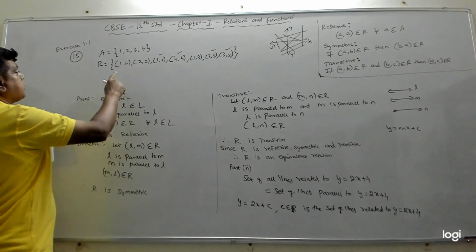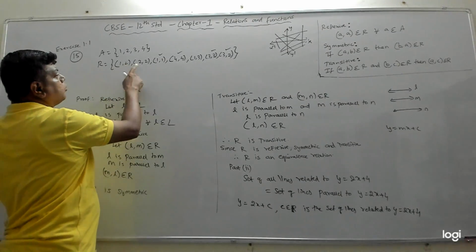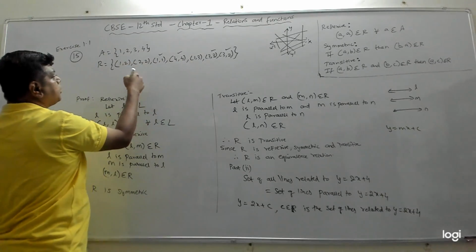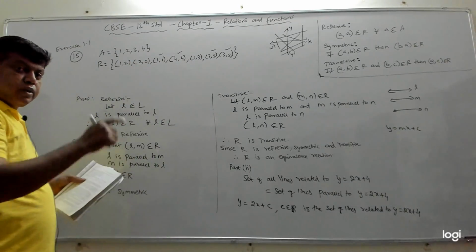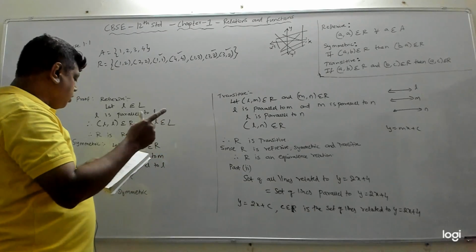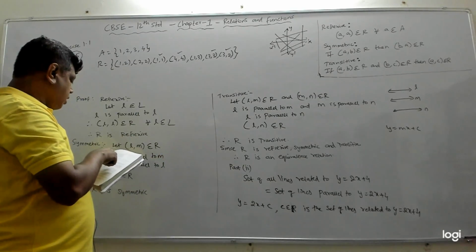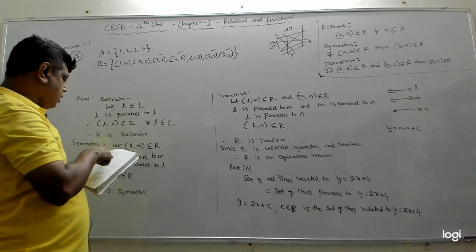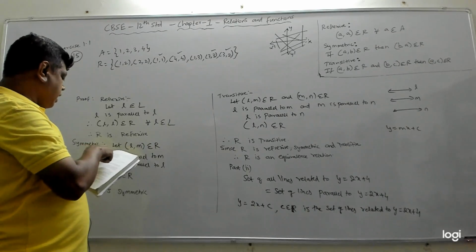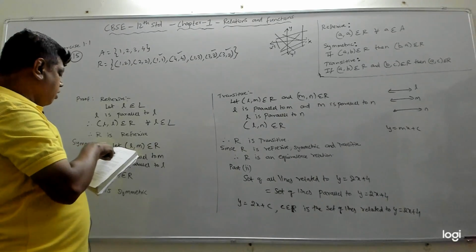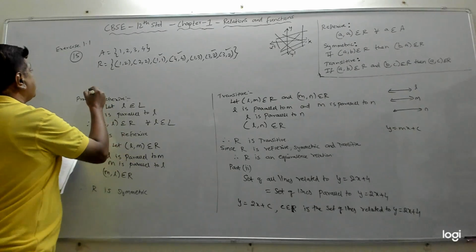Now again, is it symmetric? (1,2) is there, is (2,1) there? No, it is not there. So it is not symmetric. It is reflexive but not symmetric. D cannot be, because D is equivalence, which means everything. So it is reflexive, either A or B, but reflexive but not symmetric, which means option B.